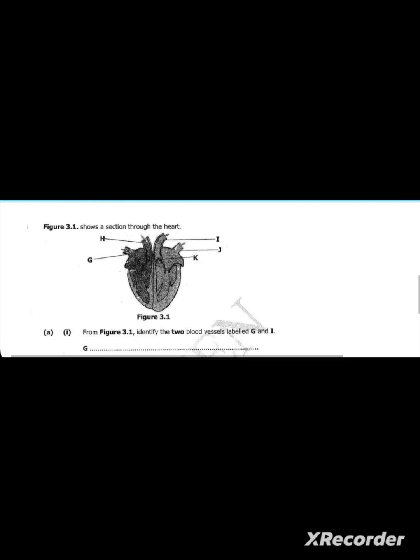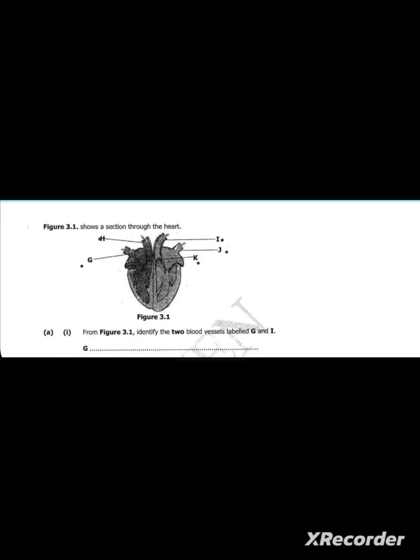The next question is saying, figure 3.1 shows a section through the heart. We are doing the same things. We've got part H here, part I, J, K, as well as G there. The first question, Roman numeral 1, says from figure 3.1, identify the two blood vessels labeled G as well as I.